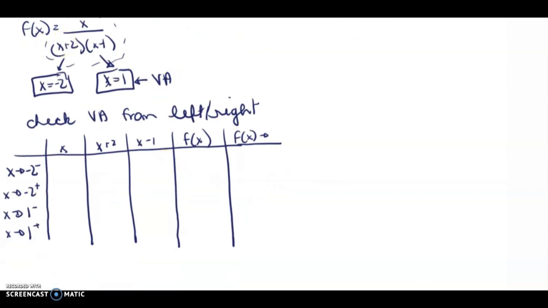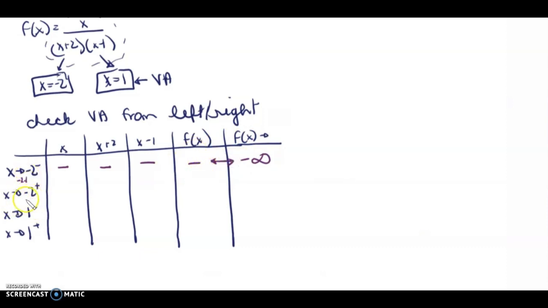As x approaches -2 from the left, that is -2.1, if we sub in -2.1 for x, we get negative 2.1 plus 2, so we're still going to get a negative. Negative minus anything is negative, so we're going to approach negative infinity. These two things go together.